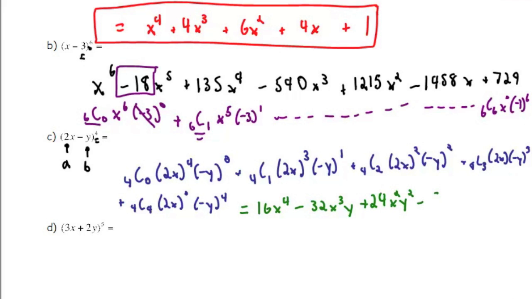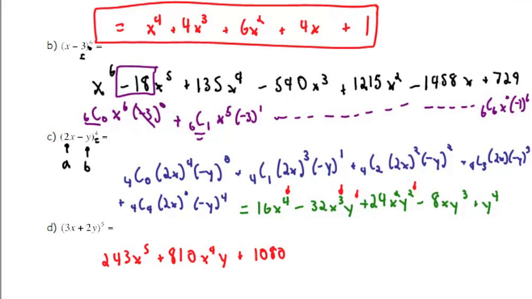So we should end up with 16x to the power of 4 minus 32x cubed y plus 24x squared y squared minus 8xy cubed plus y to the 4. You know you've done it right if you watch your powers decrease on your x and increase on your y.